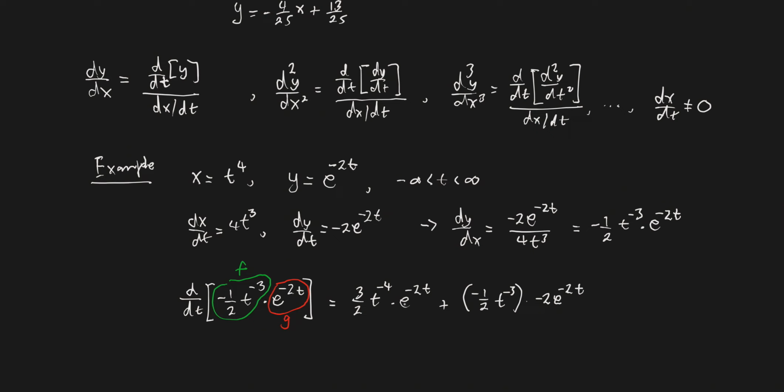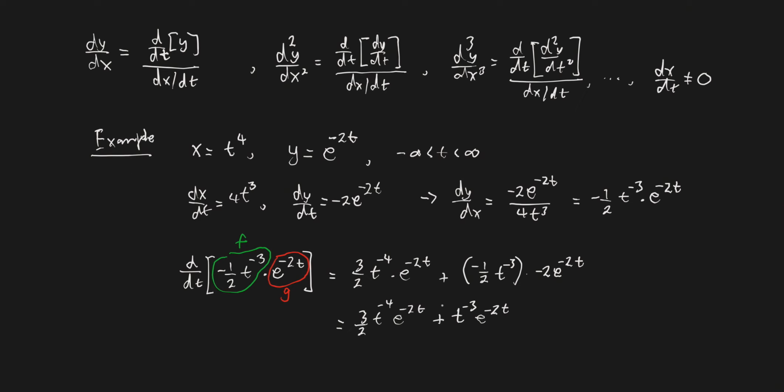And when you look at this, there's some stuff you could factor out, and there's a little bit of simplification you could do. I'm not going to be worried about the negative exponents here. I'm just going to write this term down: 3/2 t to the negative 4 e to the negative 2t. And then look, we have these two negatives here, and so that's going to make the product positive. And then the 1/2 and the 2 will multiply to 1, so the coefficient is a positive 1, and then t to the negative 3, and then e to the negative 2t.